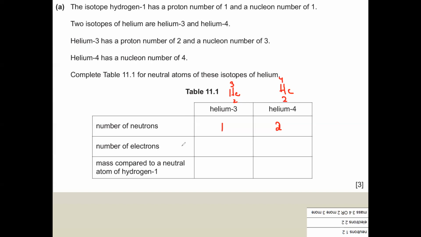To get the number of electrons, we know it's a neutral atom. So if this contains 2 protons, then it should have 2 electrons. This also. Then when we compare the mass compared to hydrogen 1, the mass of hydrogen is 1.